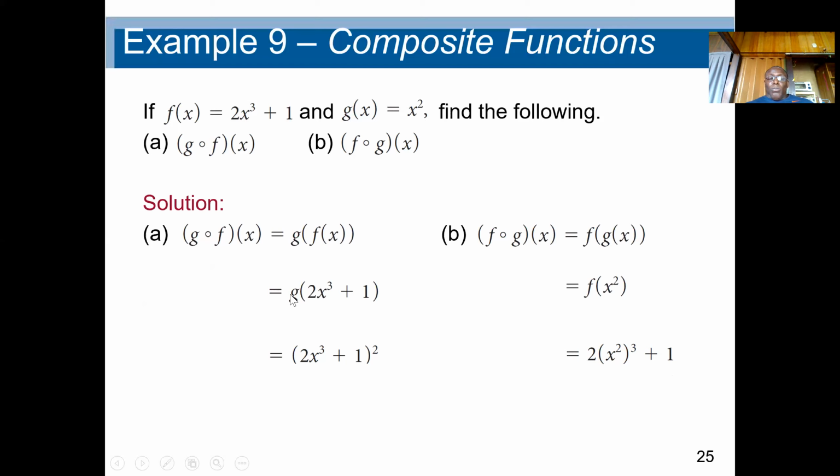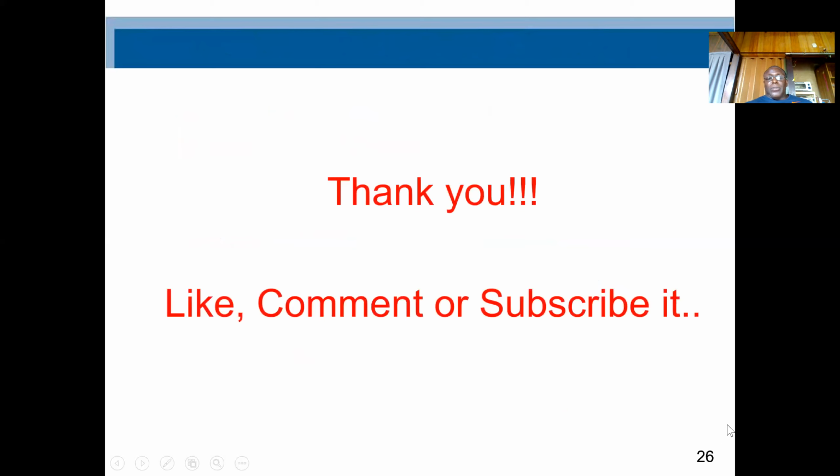And we know g is what? x squared. So we square everything here. That gives us 2x cubed plus 1, all squared. Why? Because g at x is equal to x squared. Here we open the parentheses, and we get the final solution, which will be 4x to the power 6 plus 4x cubed plus 1. And here we get 2x to the power 6 plus 1.